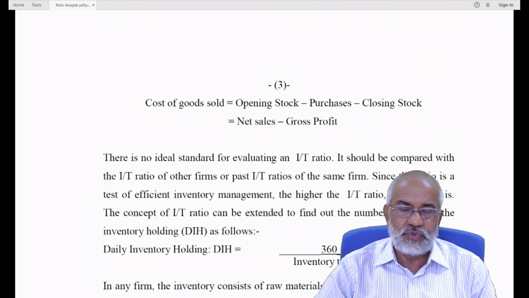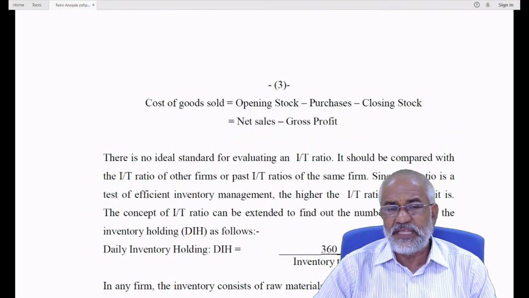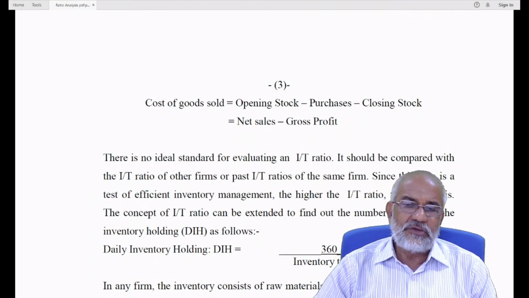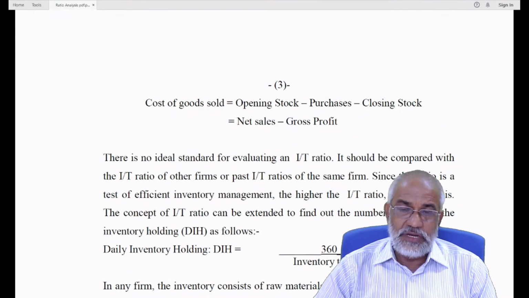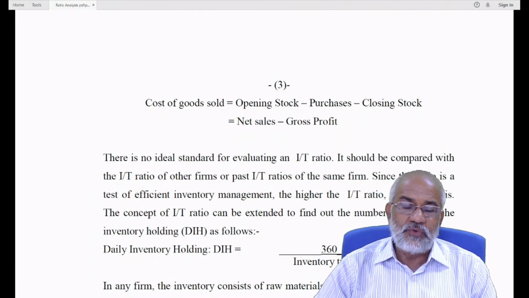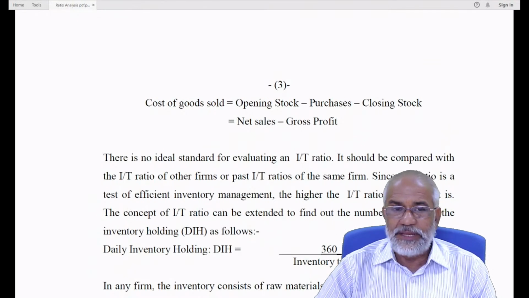Here, the cost of goods sold is equal to opening stock plus purchase. If there are indirect expenses, that is also to be deducted, and closing stock has to be deducted. Otherwise, the cost of goods sold can be calculated by net sales minus gross profit. When the gross profit is deducted from the net sales, that will also be the cost of goods sold of the organization for a particular period.